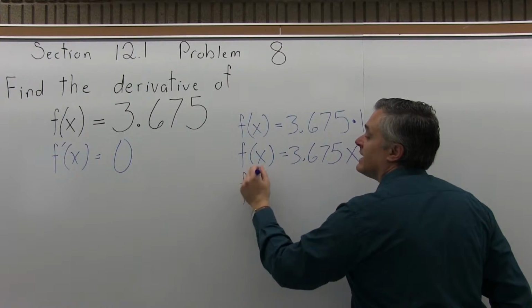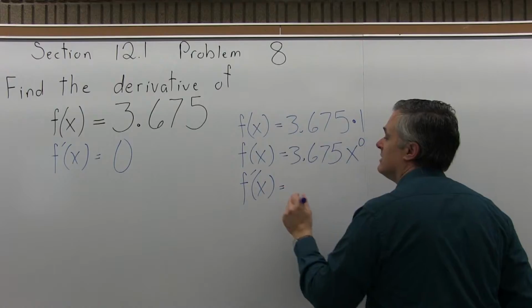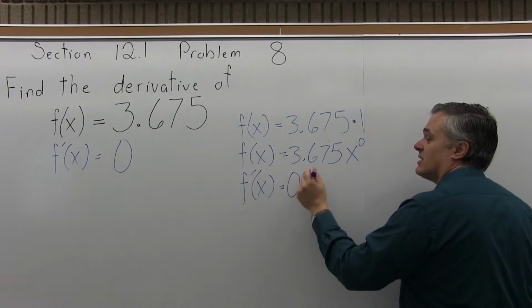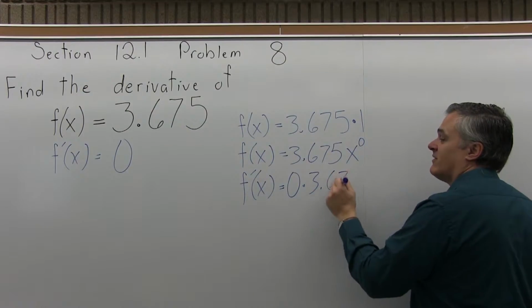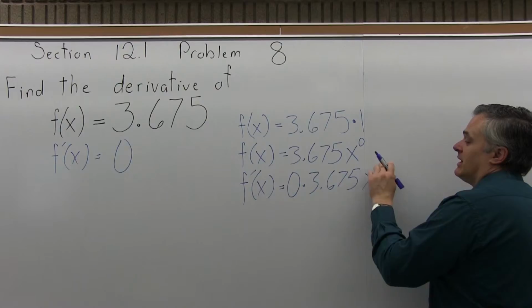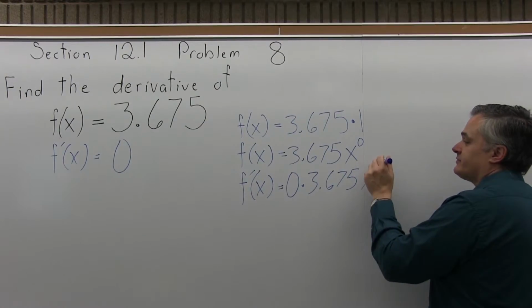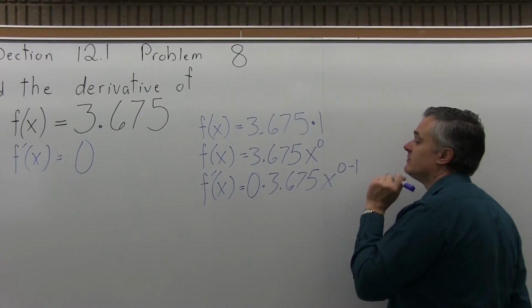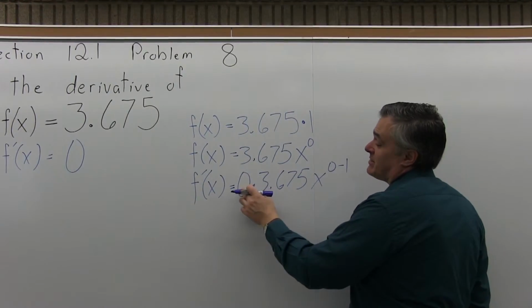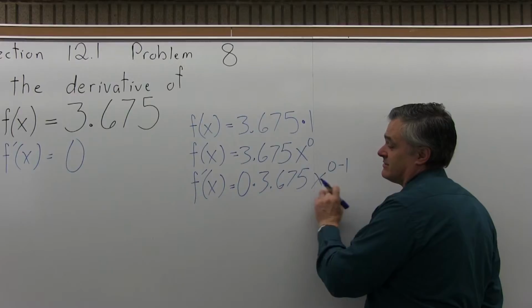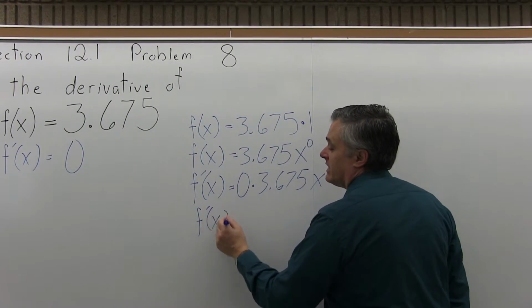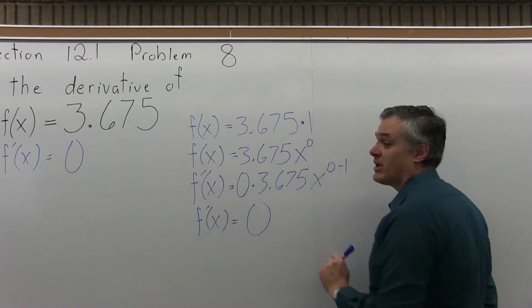So now what's going to happen is the exponent comes down times the number in front. The exponent of 0 comes down times the 3.675. And then the variable is raised to 1 less power, 0 minus 1. So what happens is the 0 in front just wipes out everything. And we have f prime of x is 0.